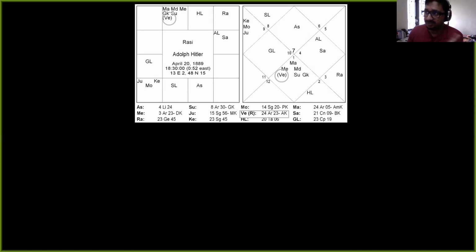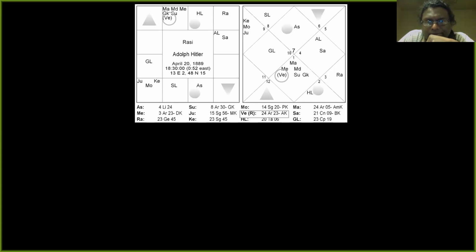Now, what is the exaltation sign of Venus, Aditya? Pisces. What is the debilitation sign of Venus? It should be Virgo. What are the signs which Venus owns? Taurus and Libra. What is the Moolatrikona sign of Venus, which we saw in the previous slide? Again Libra. Okay. Now here is the interesting thing.